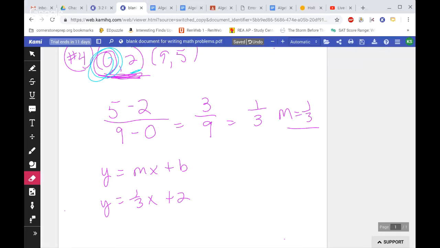How can you tell if it's not 0? How can you get the y-intercept if it's not 0? I'm just making sure I understand your question. Yes, because that is a great question, and that's what we're going to do for number 5. So you'll get to see that. We're going to actually have to choose one of the points and plug it into that equation.